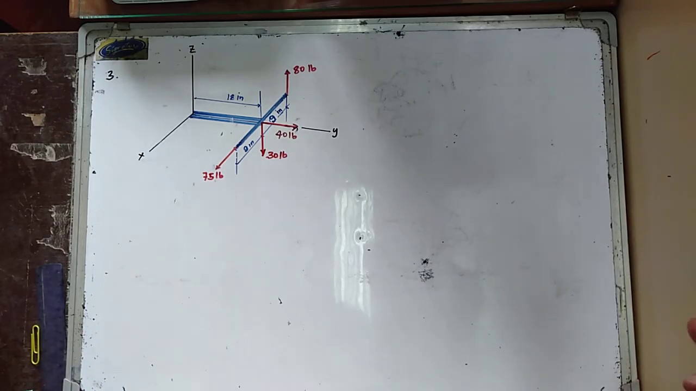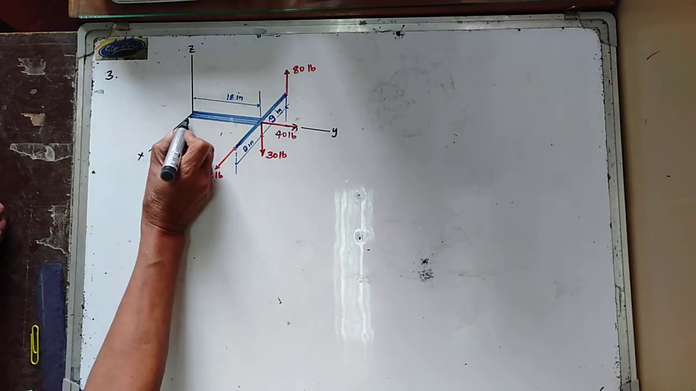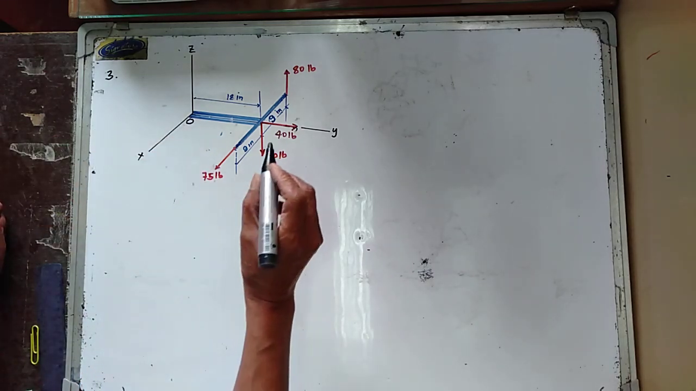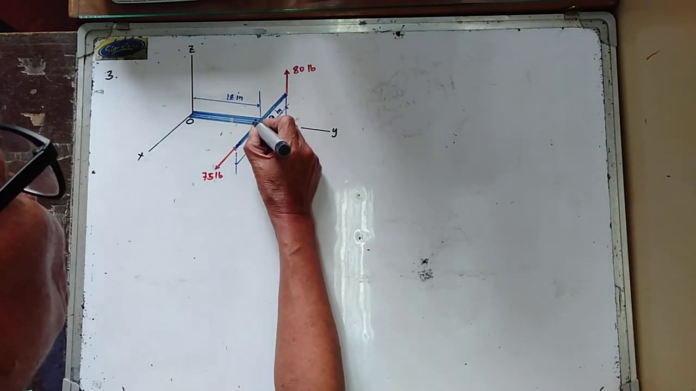Okay, so this is problem number 3. Forces are applied at points A, B, and C of the bar shown. It is now origin. Okay, so this is now your A.